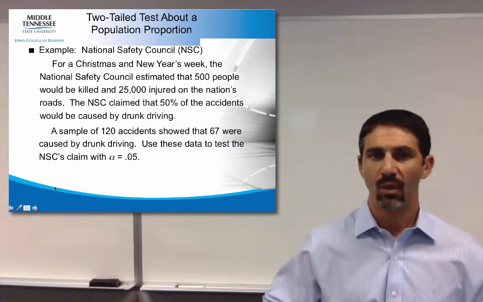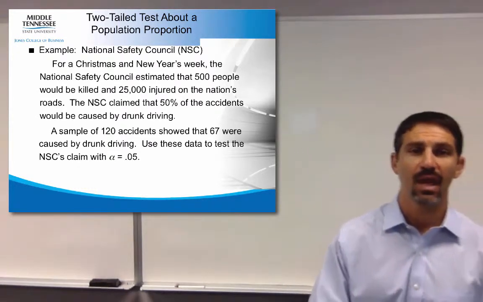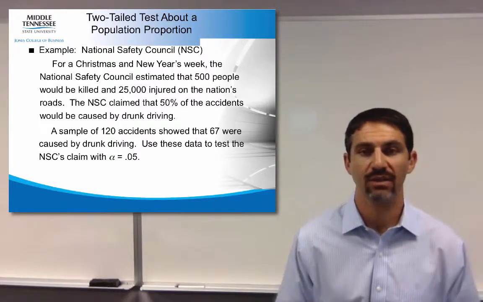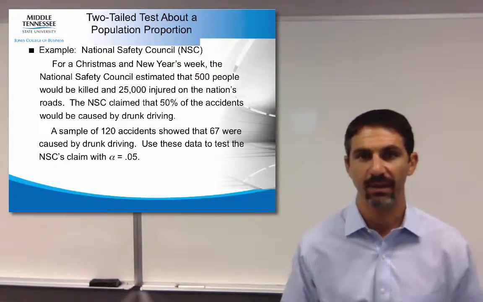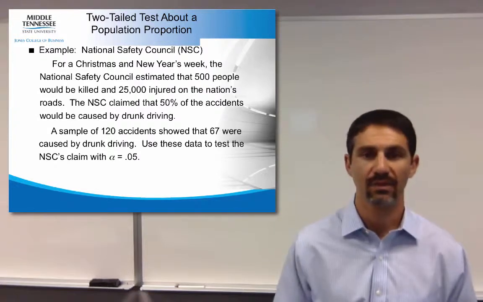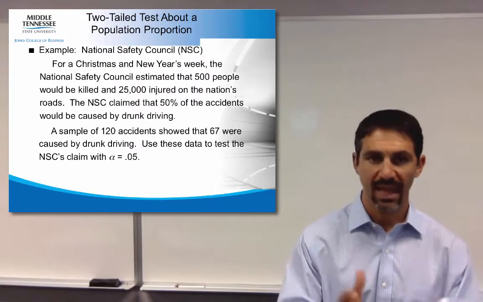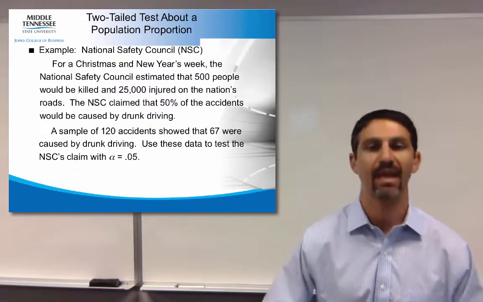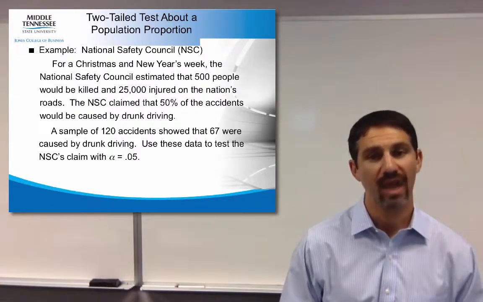So here's an example. We want to know basically if 50% of the accidents are caused by drunk driving. And since that's the estimate out there, we want to know if this is actually true. And so there are 500 people that were killed and 250 that were injured. And again, the National Safety Council claimed that 50% of the accidents would be caused by drunk driving. So we took a sample of 120 accidents, and we had to go through that data and look at it, and we determined that 67 of those were caused by drunk driving.